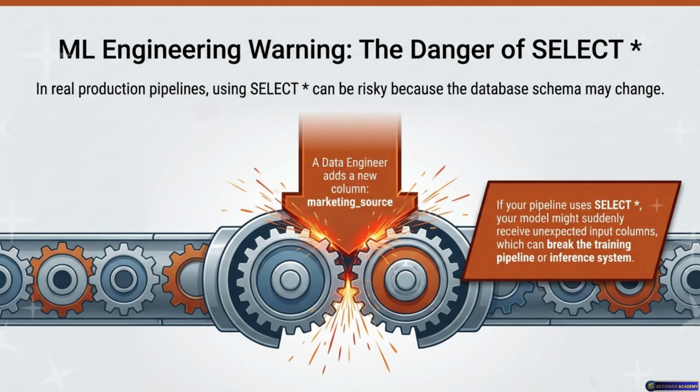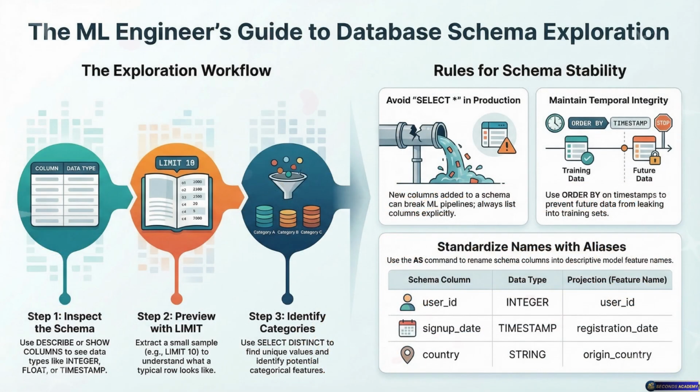A ticking time bomb. That seems like really strong phrasing for a wildcard operator. Yeah. What is the actual mechanism of failure here? To understand the failure, we really have to look at the intersection of database architecture and machine learning engineering. We have to discuss the concept of the database schema. Okay, the schema. The schema is the strict structural blueprint of a table. It dictates exactly how many columns exist, what their names are, and the exact order they appear in.